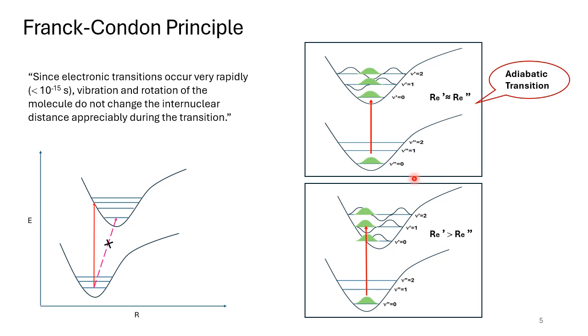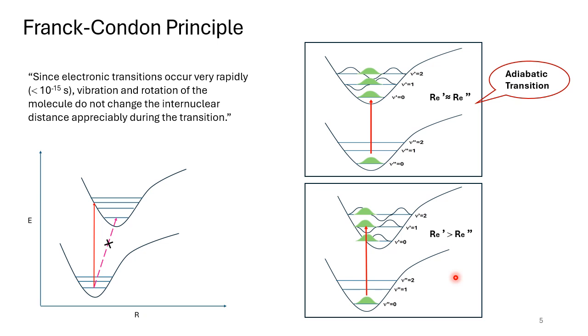So here we can see clearly that this 0,0 transition is the most likely one, as the wave function overlap is maximum here. So the intensity of this transition will be higher than the other transitions, and as here no vibrational energy change is occurring, this is also known as the adiabatic transition. Now here we can see that the R equilibrium of both the ground state and the excited state are almost equal.